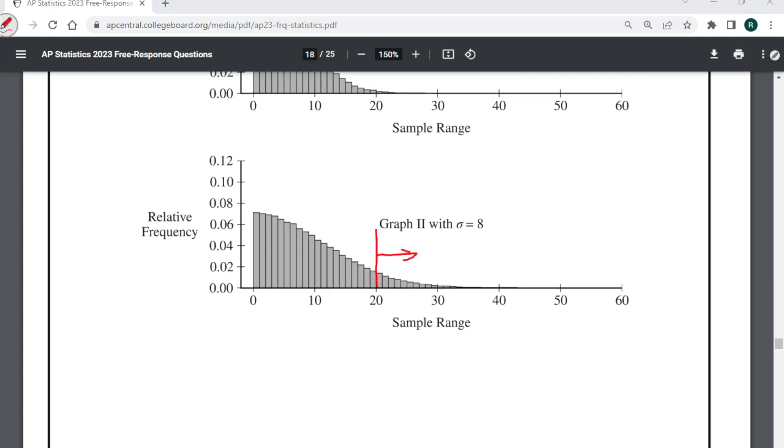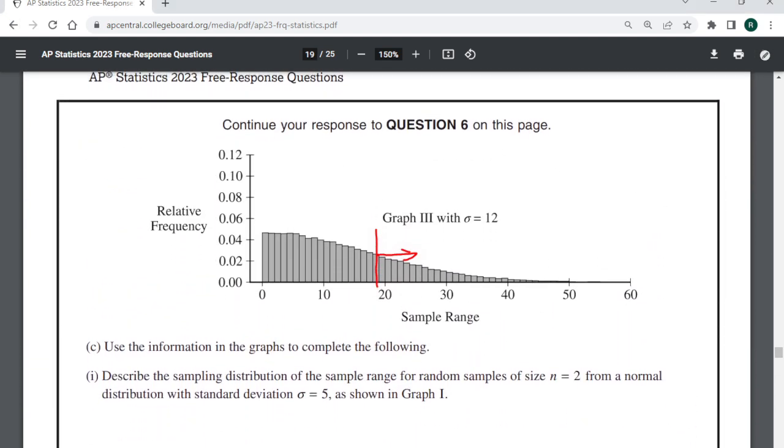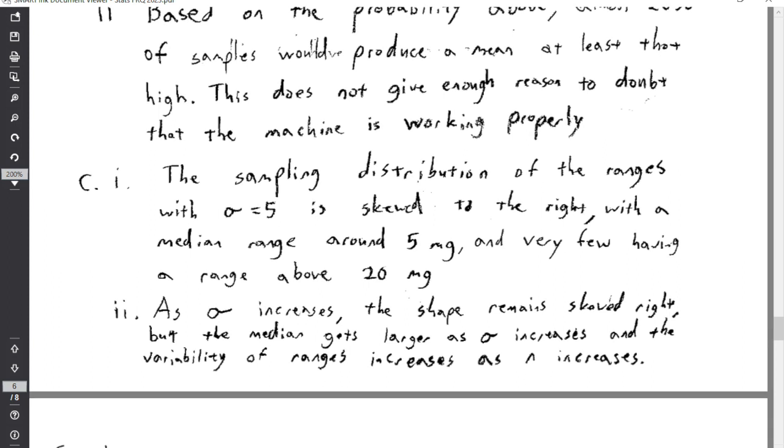For example, look at the amount that are greater than 20 here, and the amount that are greater than 20 over here. In fact, they had to change the scale a little bit because there were so many more values on that high end. So that was another thing you could say, in addition to talking about the fact that the shape remains skewed right, but then the values spread out more, the variability increases, and the median starts to get larger. Where that 50th percentile is shifts further to the right. So greater median range as n increases.